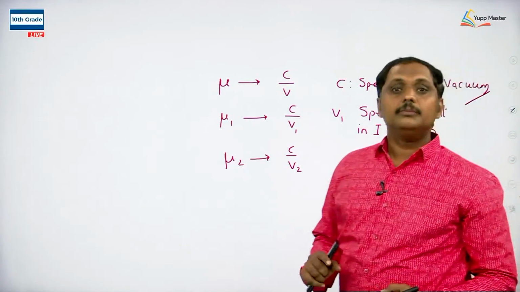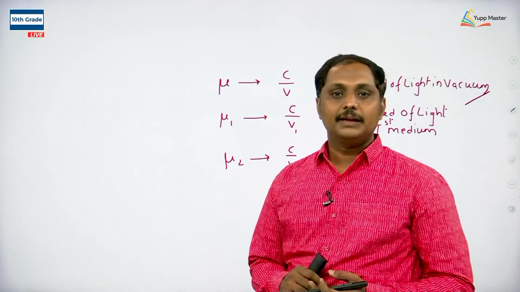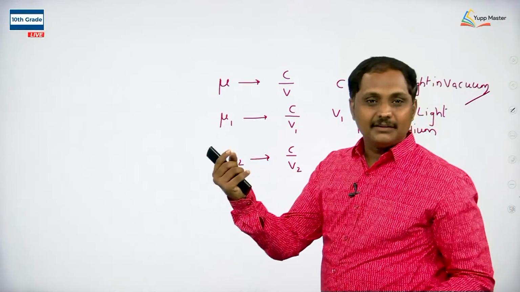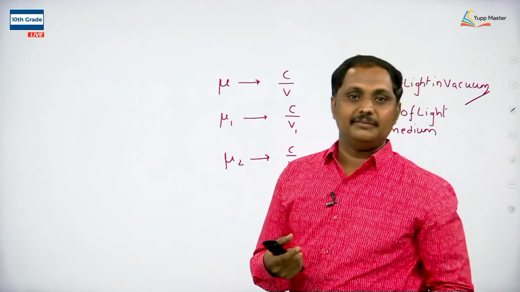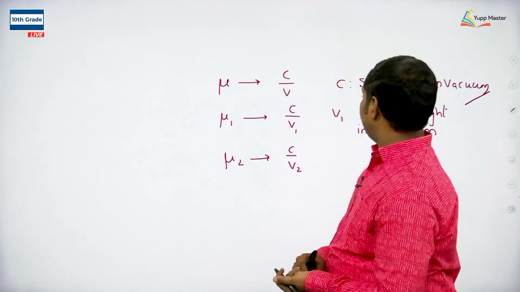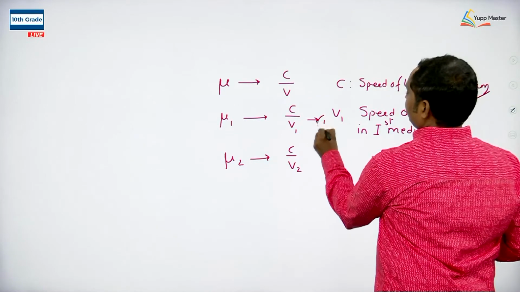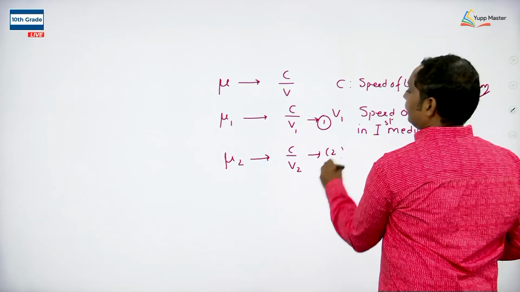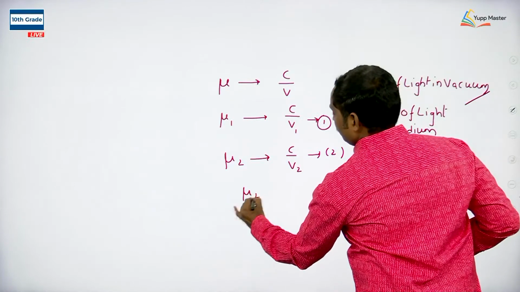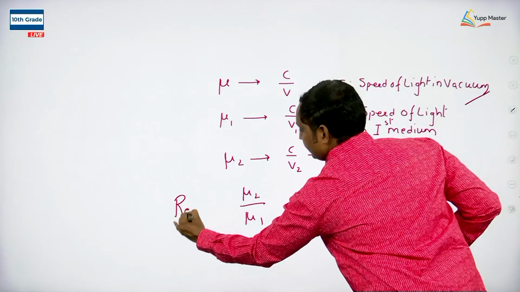While you are calculating the relative refractive index, consider the speed of light is also one parameter to calculate the relative refractive index. From these two equations, this is the first one, this is the second one, you will get mu 2 by mu 1, that is the relative refractive index.